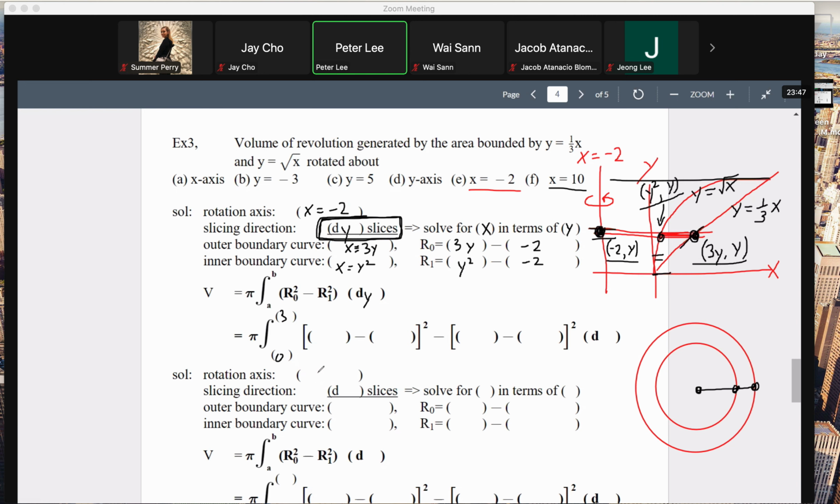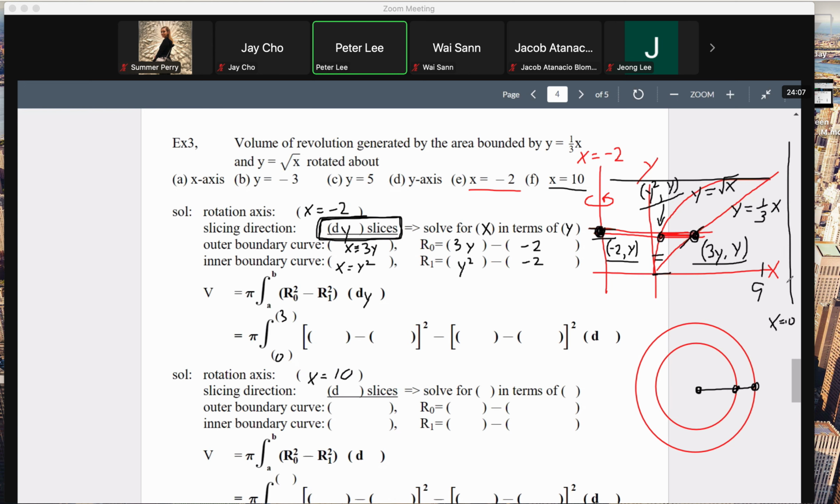This is x. The rotation axis, I'm going to make this x equals 10. So in this case, where's the rotation axis? The rotation axis is over here. This is the 9 here. And then the rotation axis will be over here. This is x equals what? 10.